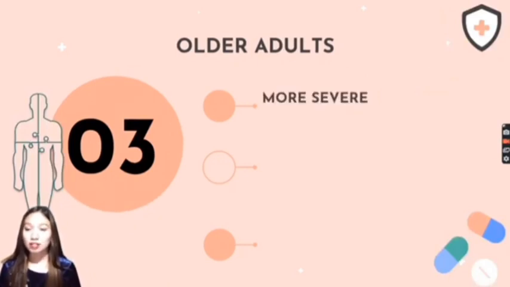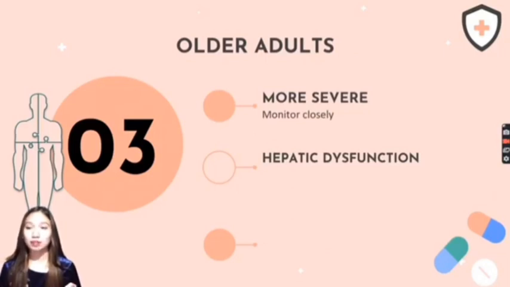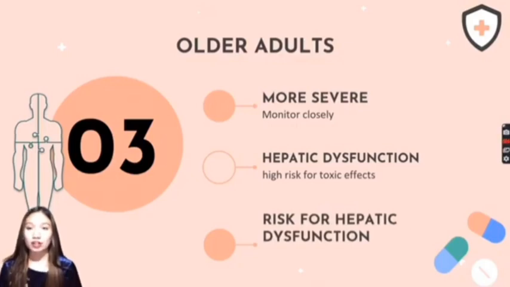So these medication side effects may be more severe in older people, so they must be closely watched. And patients with hepatic dysfunction are more susceptible to toxicity and increasing hepatic issues. So if there is a risk for hepatic dysfunction, or if it is expected due to extreme age, alcohol abuse, or use of other hepatotoxic drugs, the dose should be lowered and the patient should be closely monitored.